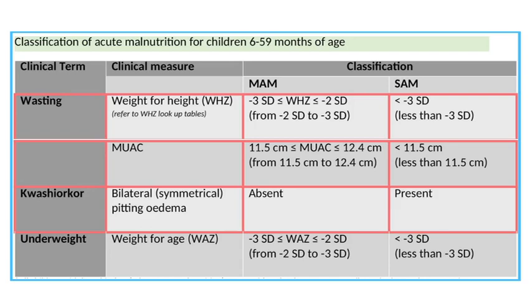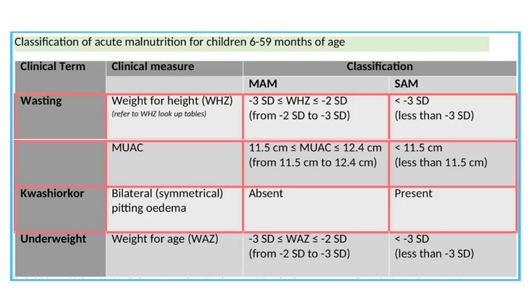We'll look at the other clinical measure, that is kwashiorkor. The clinical measure is bilateral or symmetrical pitting edema. If a child does not have bilateral pitting edema, then it is not seen for moderate acute malnutrition. There is no edema. But for severe acute malnutrition, edema will be present.